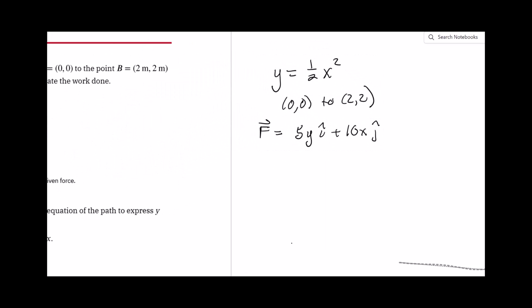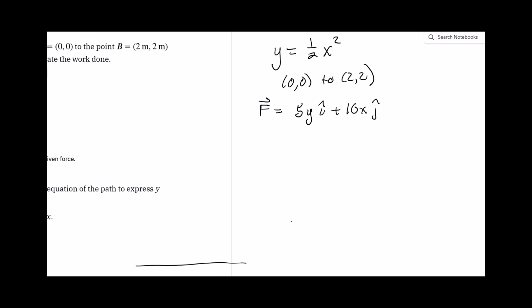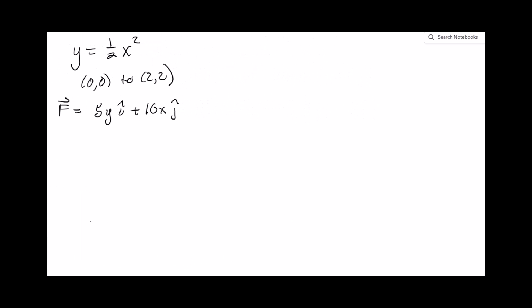Okay, so this is where we just need to remember how to do some calculus. All right, so the definition of work is F dot dr. Okay, so you're like, what's dr? I forgot. Well, dr is technically dx, dy, dz. Okay, so all the little itty bitty directions.